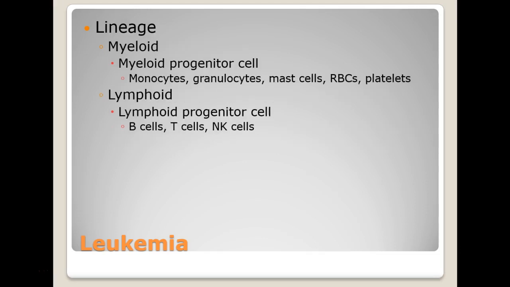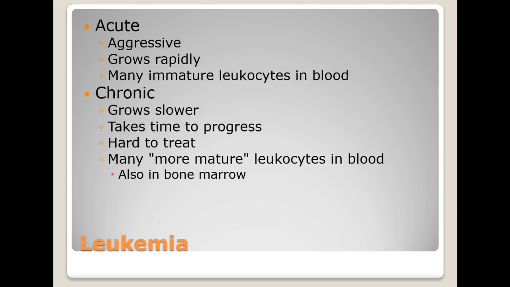Occasionally, we see other cell types with tumors arising in the bone marrow, which are also called leukemia. The two lineages are myeloid and lymphoid. So myeloid, we see monocytes, granulocytes, mast cells, RBCs, and platelets. Lymphoid, we see B cells, T cells, and natural killer cells. These things can be acute or chronic.